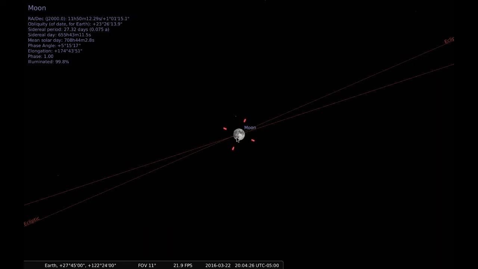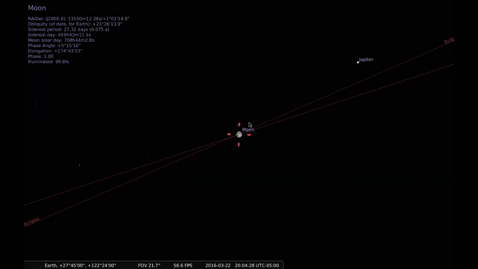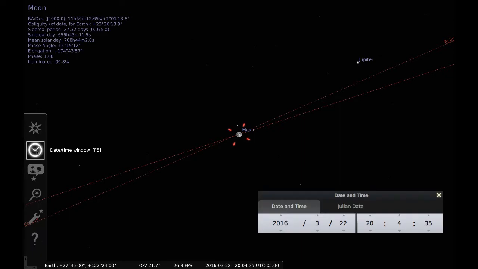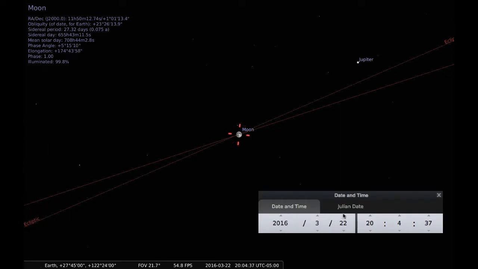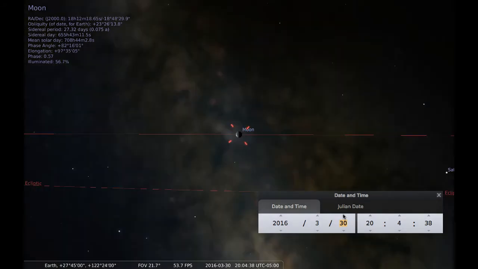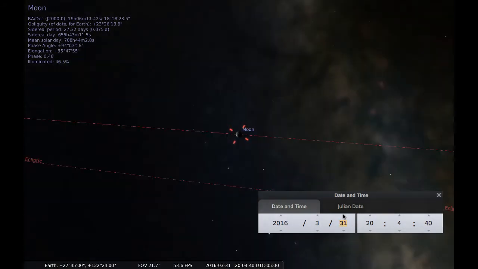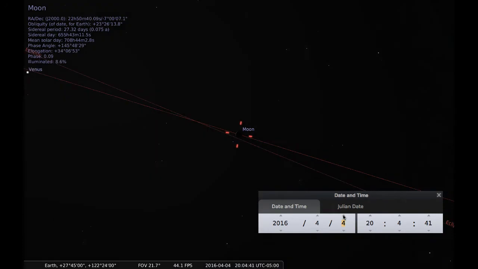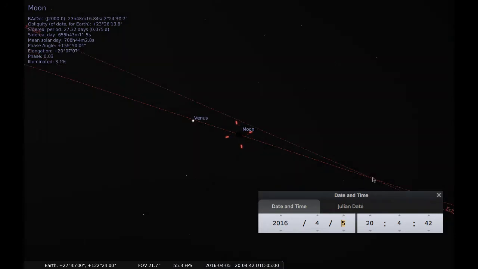How long is it going to take the moon to go around its orbit and come back to that same point? Let's count the days. So we'll step forward. I'll bring up the control window so you can see that here. So we'll step forward 1, 2, 3, 4, 5, 6, 7, 8, 9. There you see we're far from the ecliptic. 10, 11, 12, 13, 14. There's one of the other nodes. That's the descending node. The other one is the ascending node.